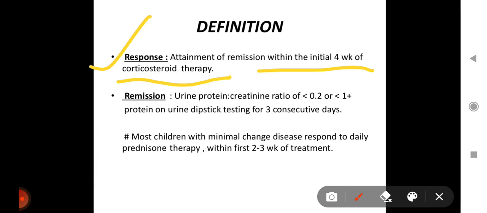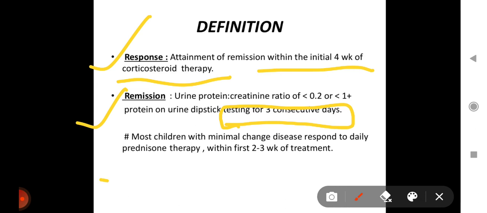Now, remission: urine protein creatinine ratio of less than 0.2, or less than 1 plus protein on urine dipstick testing for 3 consecutive days. The features are decreasing edema and increasing urine output, and you have to see urine dipstick for 3 consecutive days. If it's coming less than 1 plus, or if the spot protein creatinine ratio is coming less than 0.2 for 3 consecutive days, then you will say that the patient is now in remission.